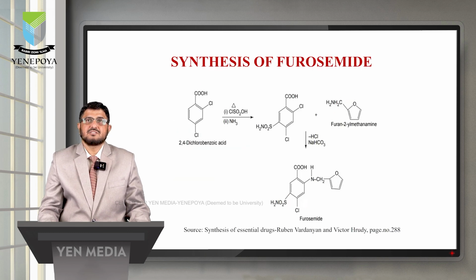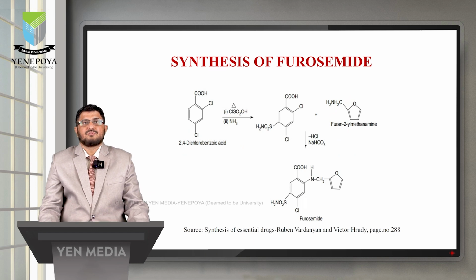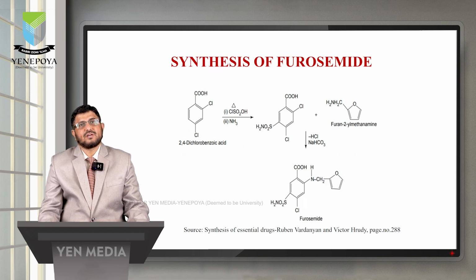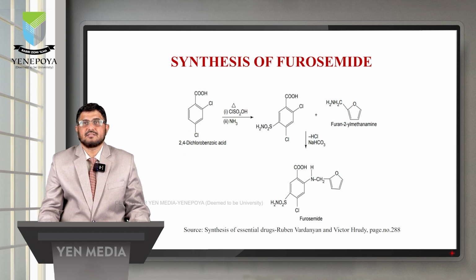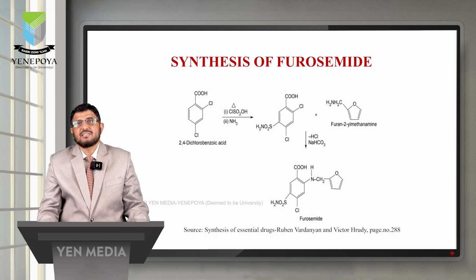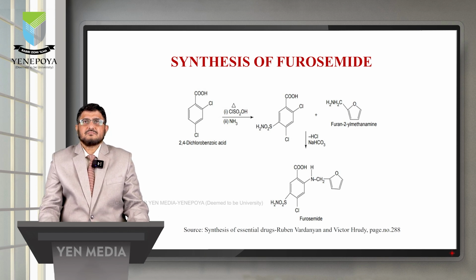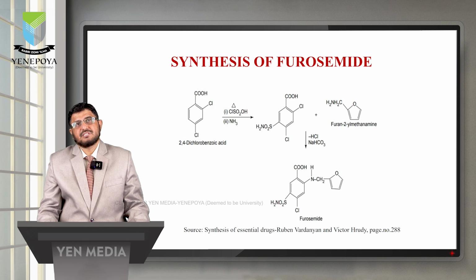Coming to the synthesis of furosemide. Furosemide can be synthesized from 2,4-dichlorobenzoic acid treated with chlorosulfonic acid and ammonia, which gives an intermediate product. This is then treated with furan-2-methanamine, and in the presence of sodium bicarbonate it gives us furosemide. It is a very simple reaction which takes place here.